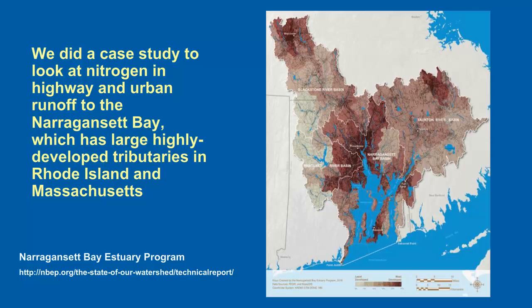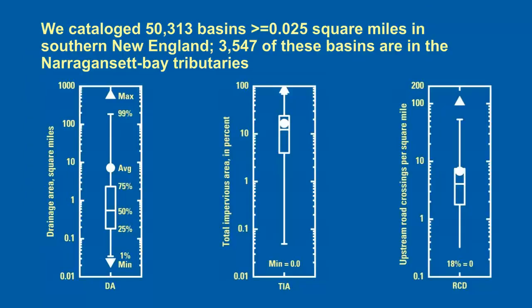The color ramp from light brown to dark red indicates the total impervious area, TIA, which is the percentage of impervious surfaces. The color ramp goes from light brown, which is about 3% TIA, to dark red, which is about 47% TIA. We cataloged 50,313 basins above road crossings in southern New England with drainage areas that equal or exceed 0.025 square miles. 3,547 of these basins are in Narragansett Bay tributaries.